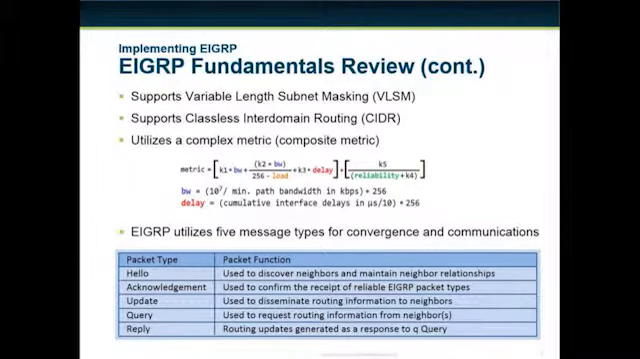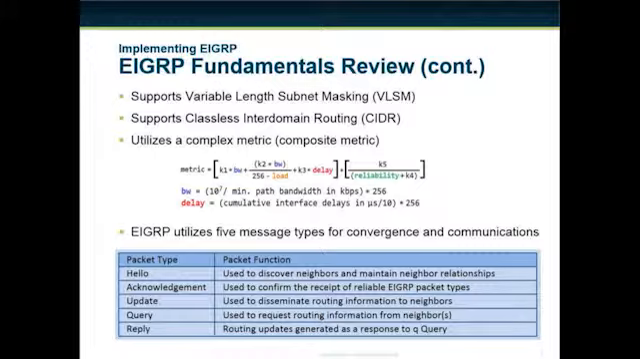Now, EIGRP also uses messages to convey information and to maintain an EIGRP routing domain. More specifically, there are 5 message types used in EIGRP. The hello packet, which is used to discover and maintain neighbor relationships. An acknowledgement, which is used to acknowledge certain types of EIGRP packets. An update, which is used to disseminate routing information to my neighbors. A query, which is used to discover or learn new information for a route if the primary route fails and there is no feasible successor.